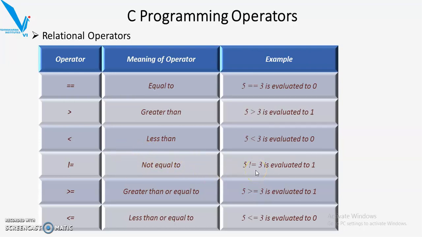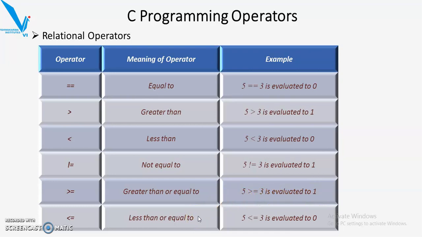Next is the not equal to operator. It checks if the values of two operands are equal or not. If the values are not equal, then the condition is true. Next is the greater than or equal to operator. It checks if the value of the left operand is greater than or equal to the value of the right operand. If yes, then the condition is true. Else, it gives the false value.